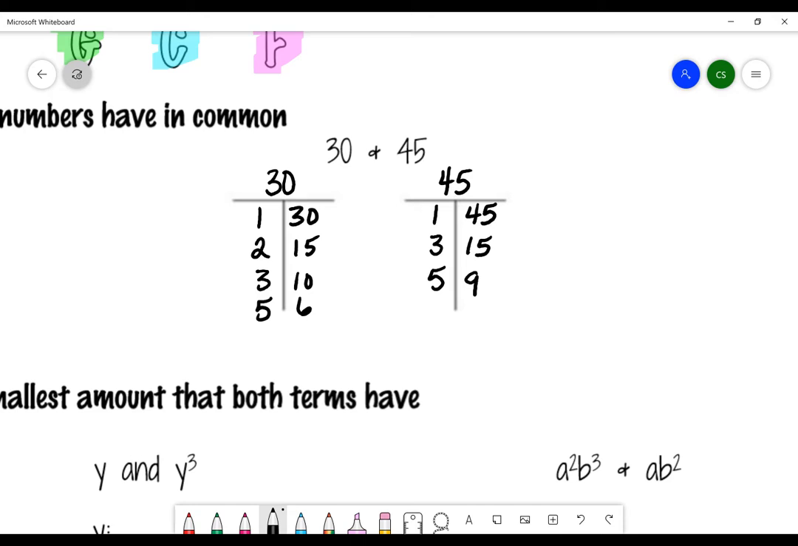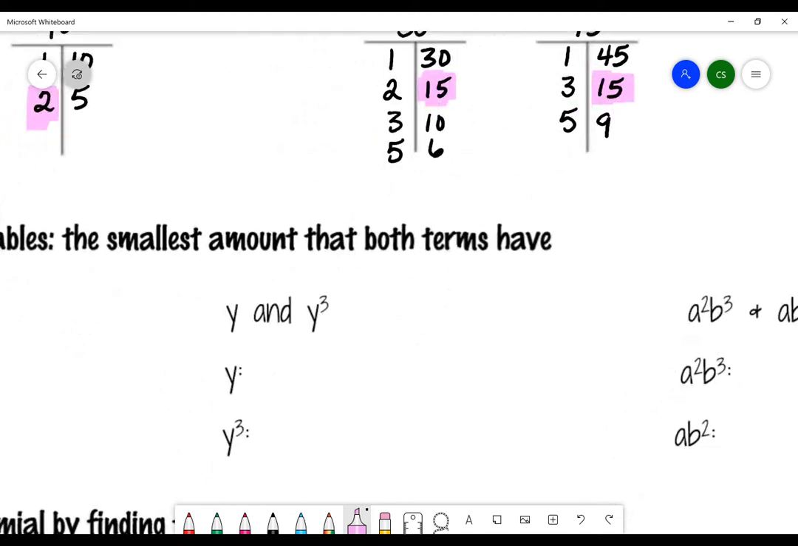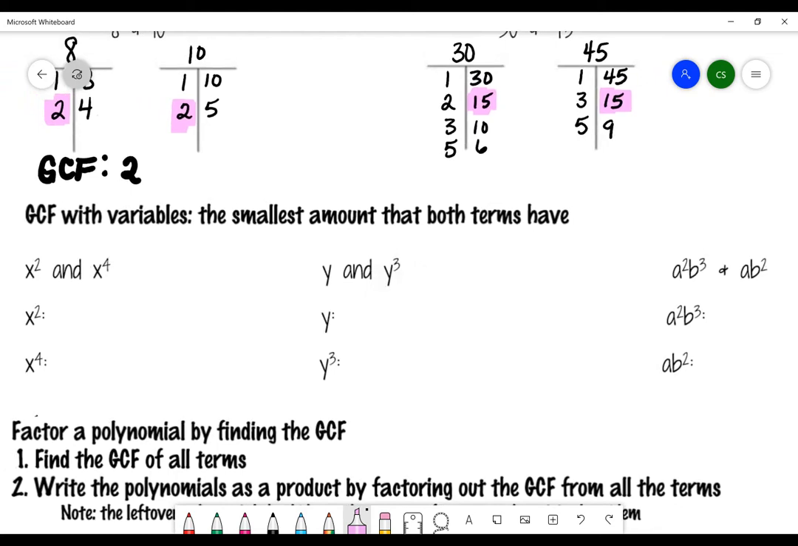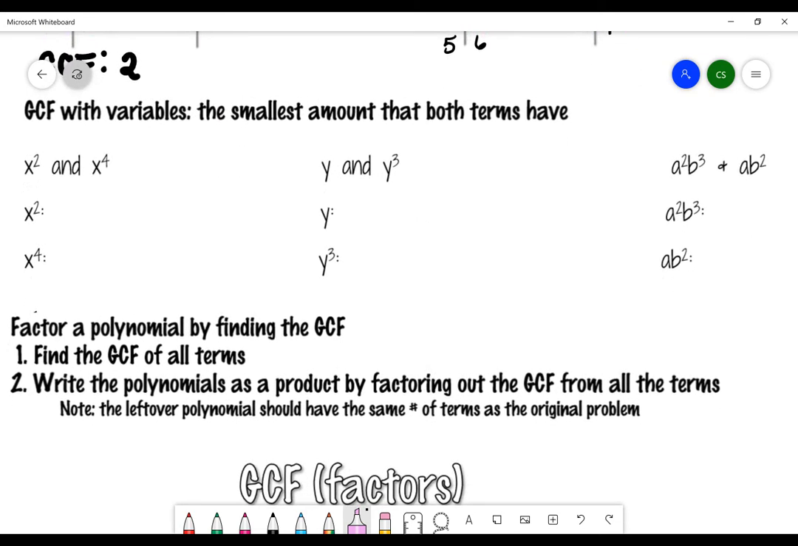So the question is, what is the biggest number shared between 30 and 45? They do share 1. They also share 3. They also share 5. But the biggest number that they share is 15. So the greatest common factor between 30 and 45 is 15. Well, we also have to be able to find greatest common factors of variables. And when we do, it's basically what do they share? So x squared and x to the power of 4. Remembering that an exponent tells me how many of the variables I have.